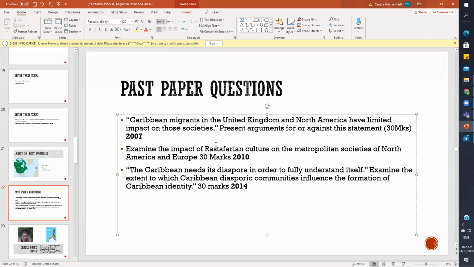If you see a question where it asks to what extent, it means you are going to present a position on the issue, whether you're for it, against it, or you can present both sides. In this case, it asks whether Caribbean migrants, once they lived abroad, have impact on those societies. You can say yes or you can say no.